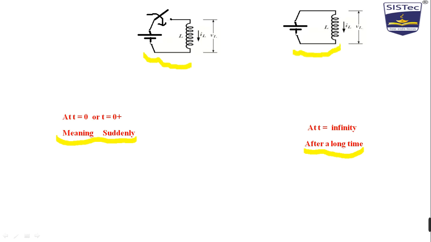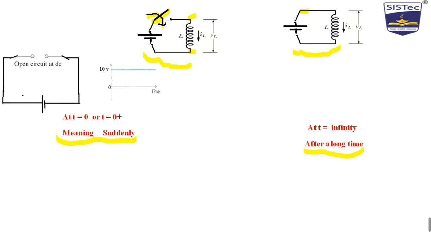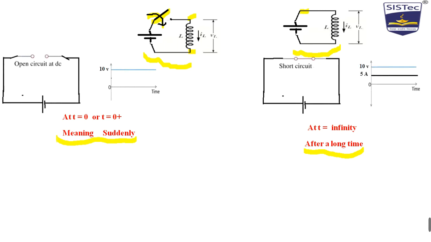Here, after a long time means the switch is connected, and here you see the switch is open, and now I will connect it. If I connect it at t equal to 0, then what will happen? For a short time, the behavior of this inductor will be something different, and after a long time, the behavior of the inductor will be something different. So what is that different behavior? See, this is the different behavior. The inductor will be open circuited for a short time, and the inductor will be short circuited after some time.